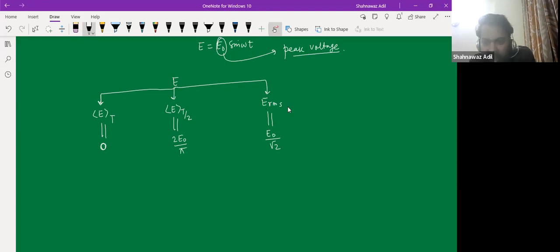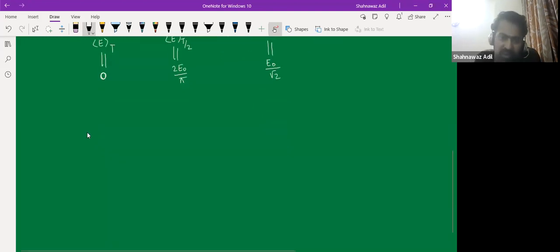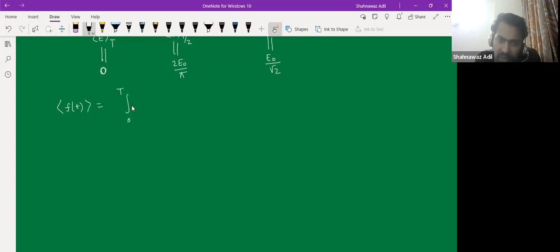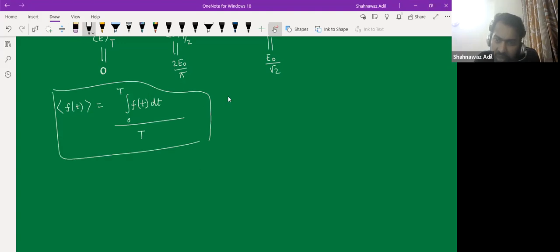And we also know how we define the average. So the average of a function, we define it like this: integral from 0 to T of f(t) dt divided by T. Right, so that is how to define the average of a function.